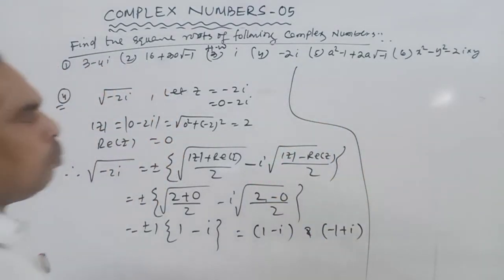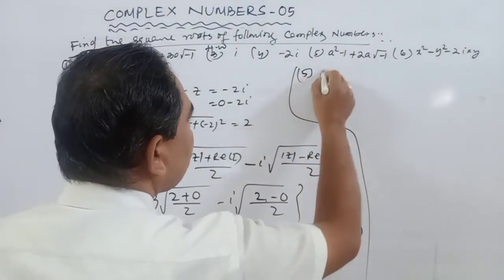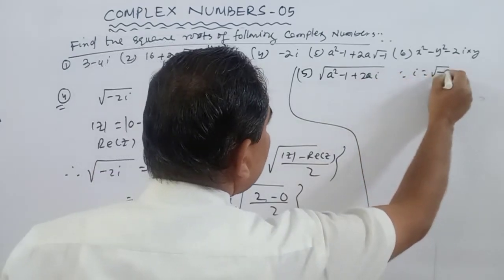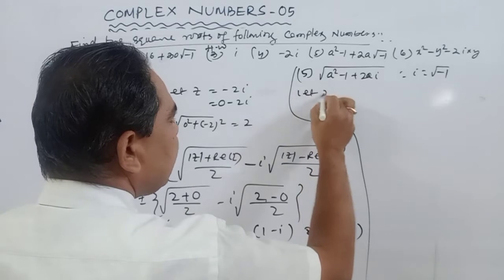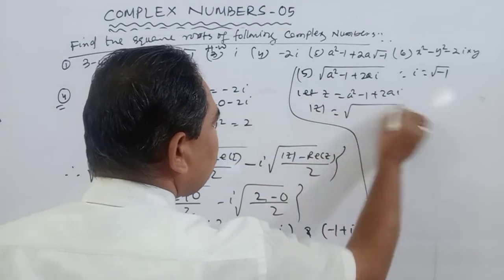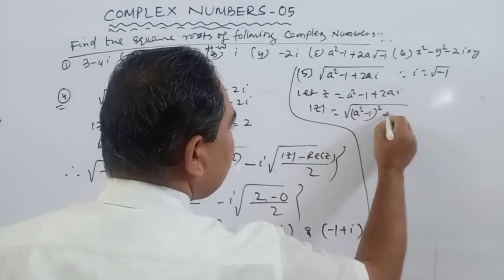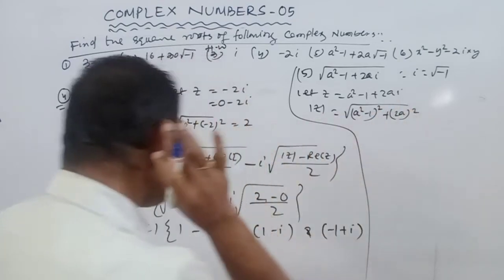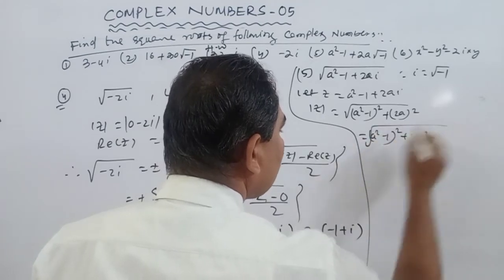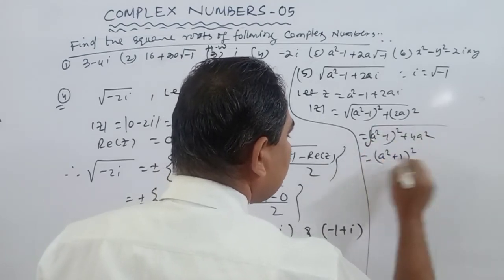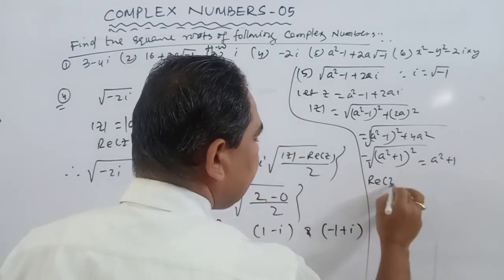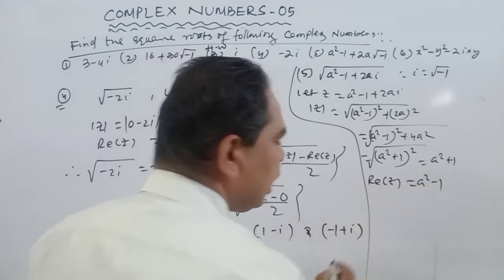Next, question number 5: the square root of a squared minus 1 plus 2ai, because i is equal to the square root of minus 1. So let z be equal to a squared minus 1 plus 2ai. So mod of z is the square root of (a squared minus 1) whole squared plus (2a) whole squared, that is (a squared minus 1) whole squared plus 4a squared, that is (a squared plus 1) whole squared under the root, that is a squared plus 1. Real z is a squared minus 1.